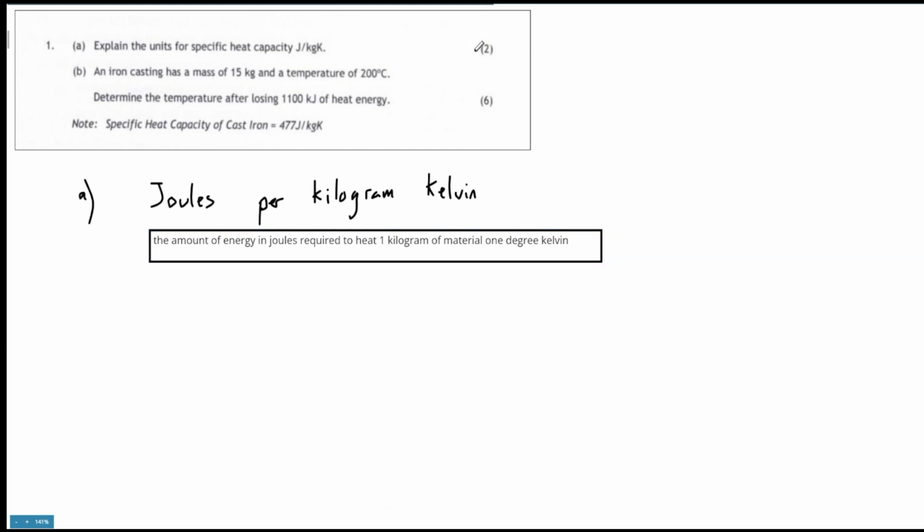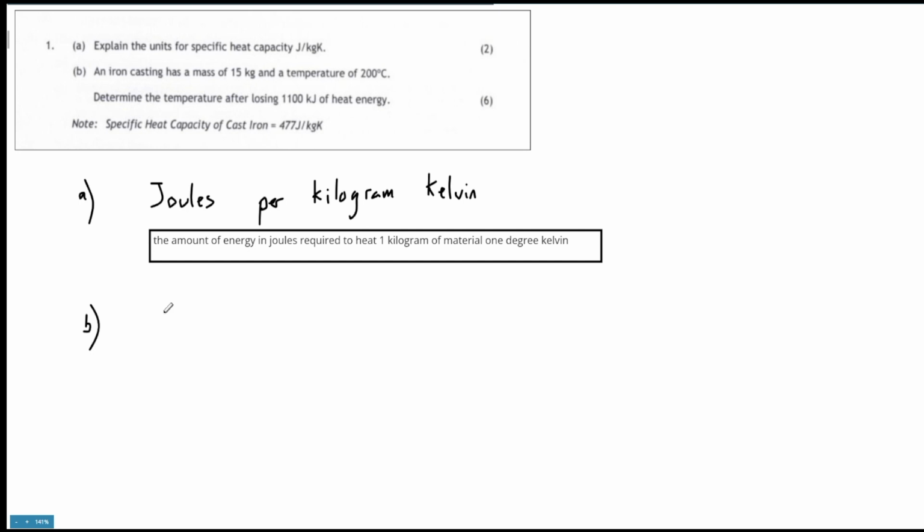There's a lot of definitions in this test, so it's worth learning them. You get a bunch of points. We'll see it later on. There's quite a few more coming up. Let's take B. An iron casting has this much mass and it has a temperature that much. Determine the temperature after losing this much heat energy.